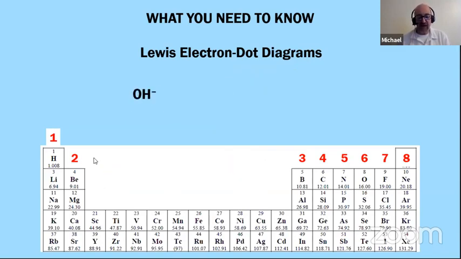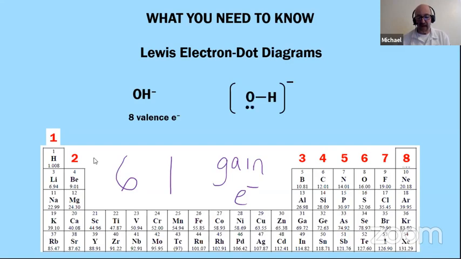This is the hydroxide ion, which would be in this case 6 for oxygen, 1 for hydrogen, and then because when you have a negative charge, that means you have gained an electron, we actually have 8 total. I'll go ahead and add my last 3 sets of lone pairs of electrons around the oxygen to complete the octet.